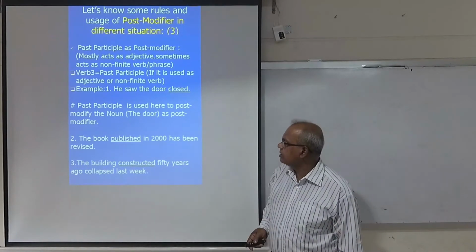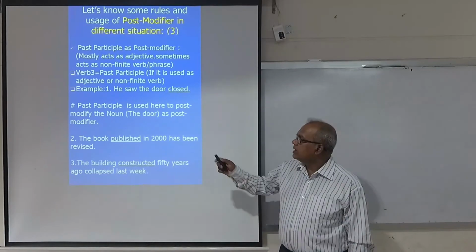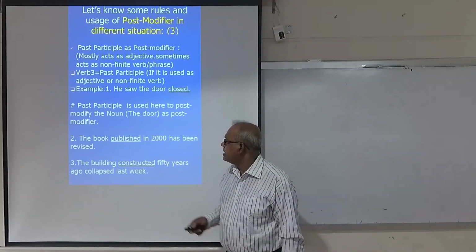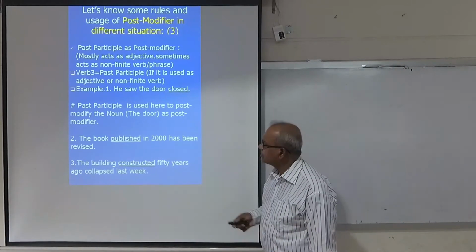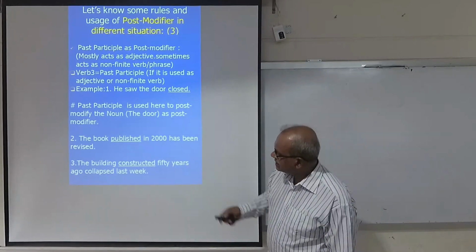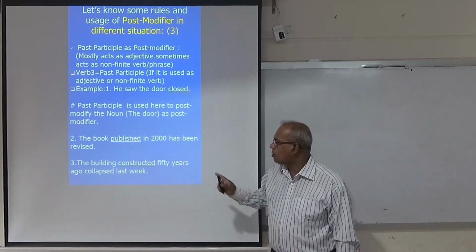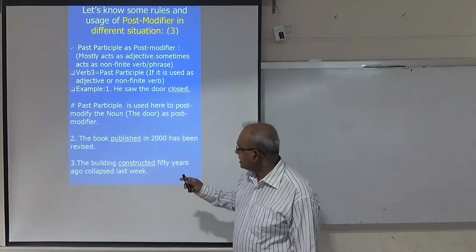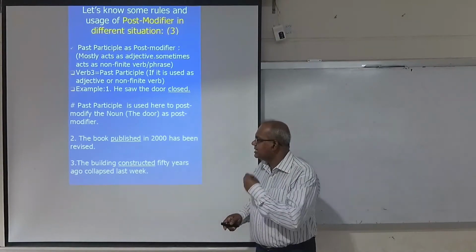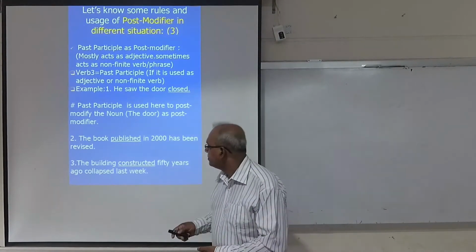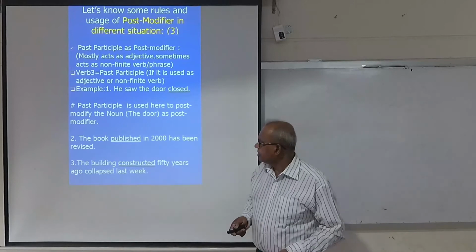Next sentence: the book published in 2000 has been revised. Here published is the past participle form of the verb and is used as a past participle. Next sentence: the building constructed 50 years ago collapsed last week. Constructed is the past participle form of the verb, and it is used here as an adjective and as a post-modifier.